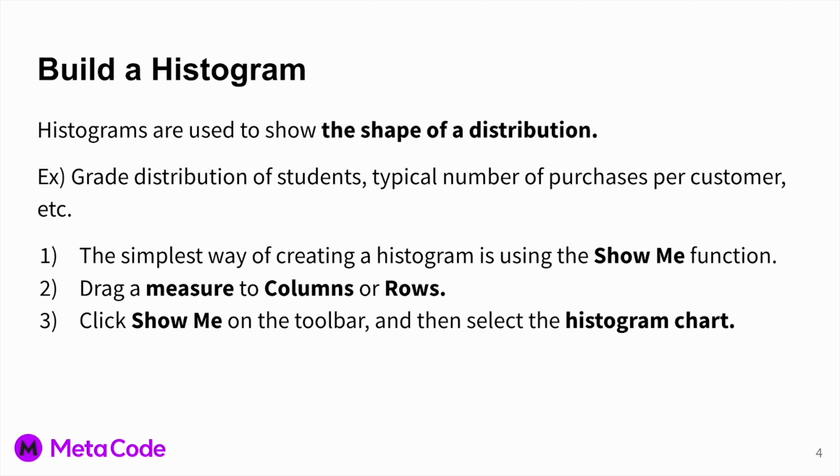Histograms are a great way to understand the distribution of your data. For example, you can look at grade distribution of students or distribution of number of purchases per customer. Histograms help you spot patterns at a glance. The simplest way of creating a histogram on Tableau is by using the Show Me function. To do this, we drag a measure to columns or a rows shelf, and then we click Show Me on the toolbar and then select the histogram chart.